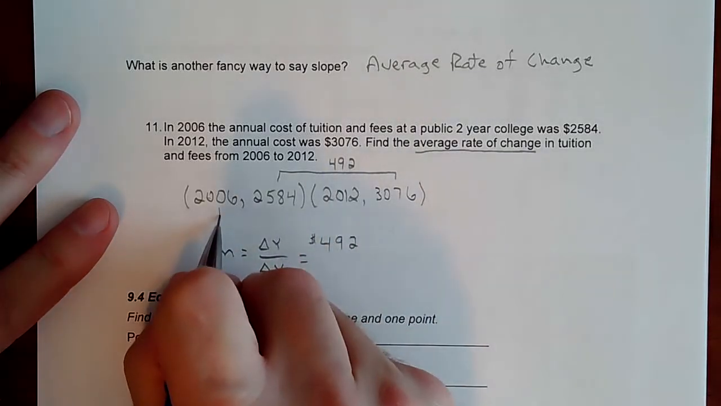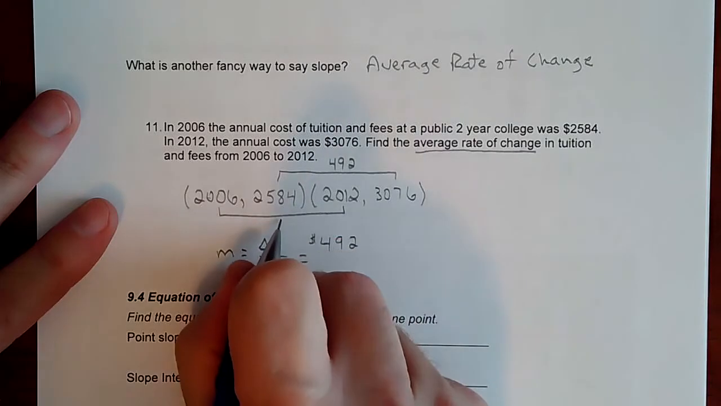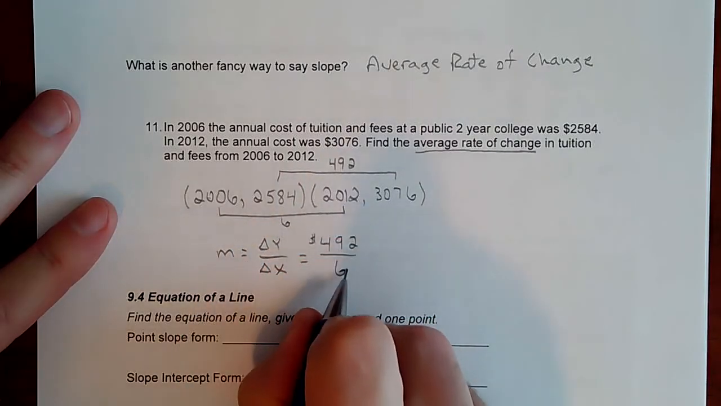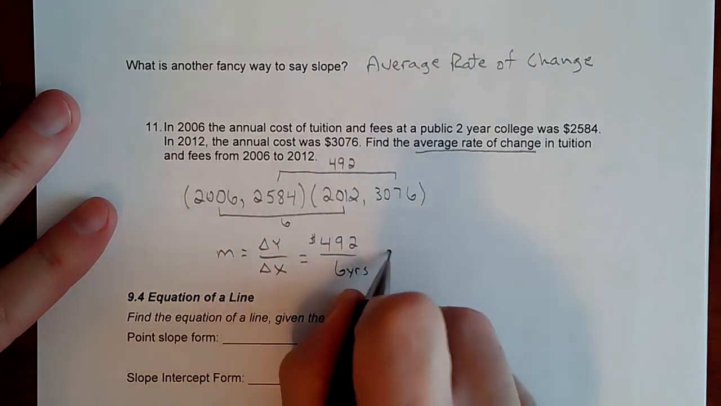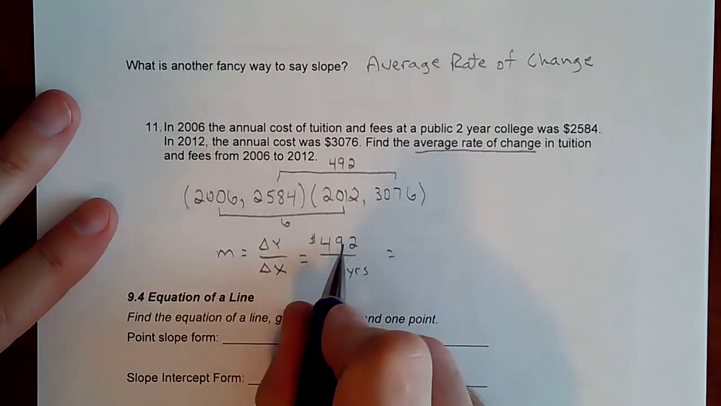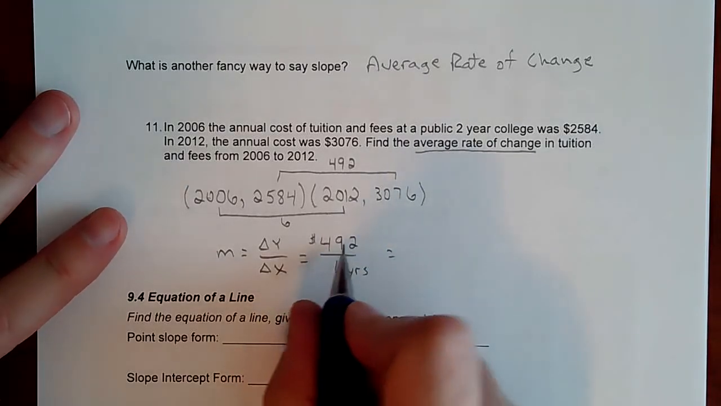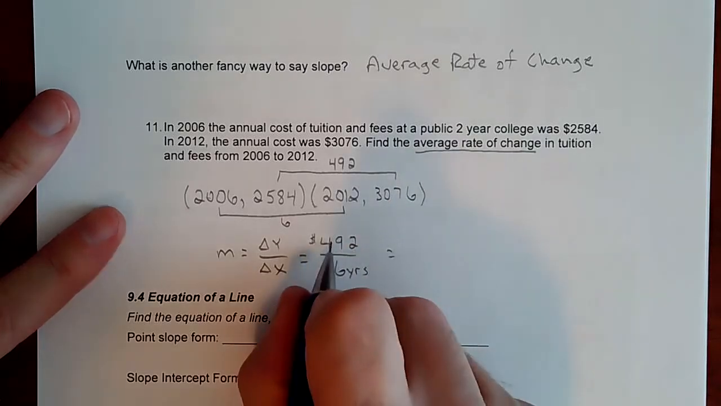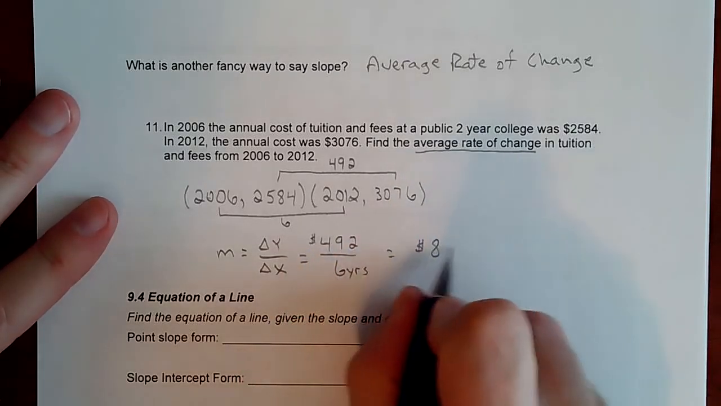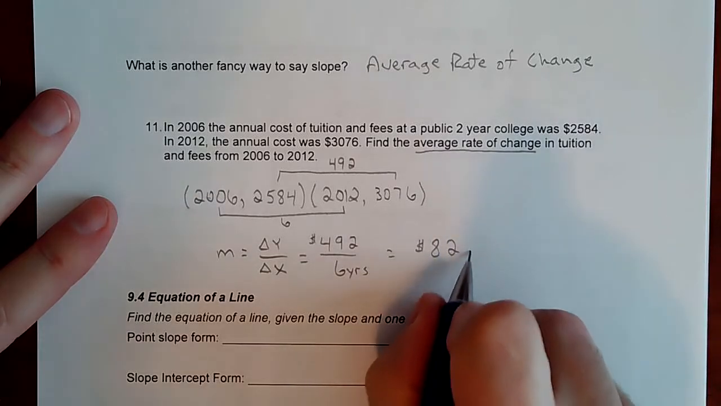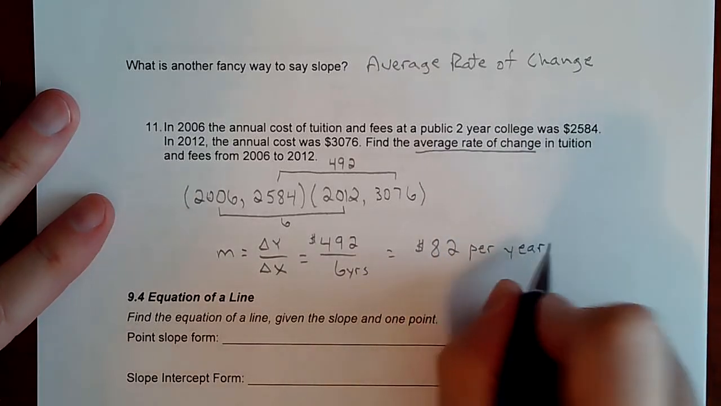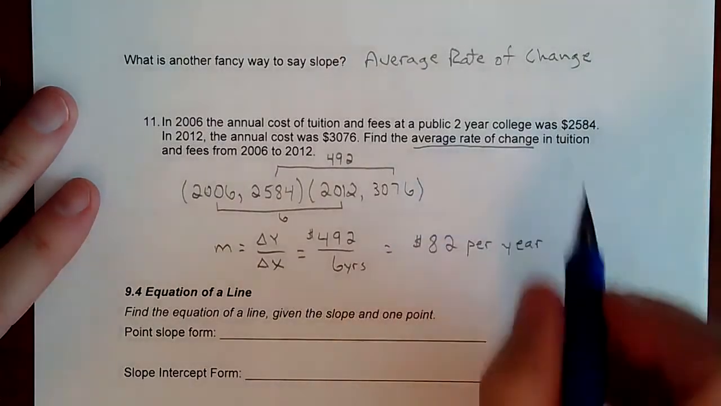And then our change in our x's, which is our time, we changed by 6 years. So then we're dividing by 6 years. The average rate of change is not going to be left over 6. It just divides it in, whether it goes in evenly or not. If you have to use decimals, you go to decimals. So 492 divided by 6 ends up equaling $82 per year. So you have an increase of roughly $82 per year based on this information.